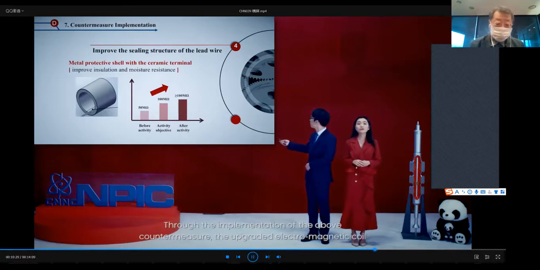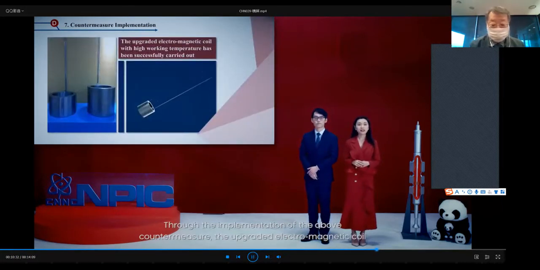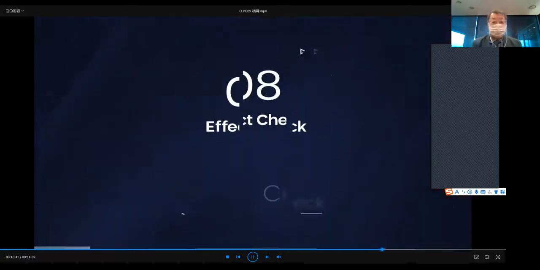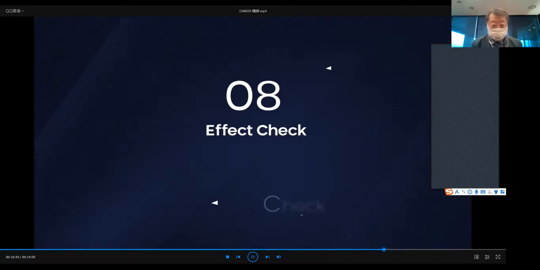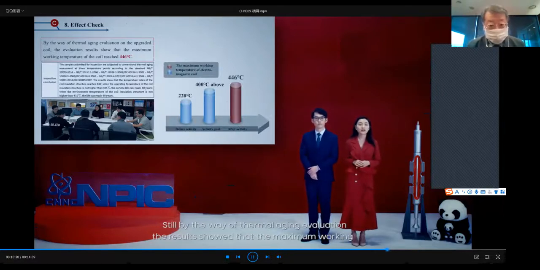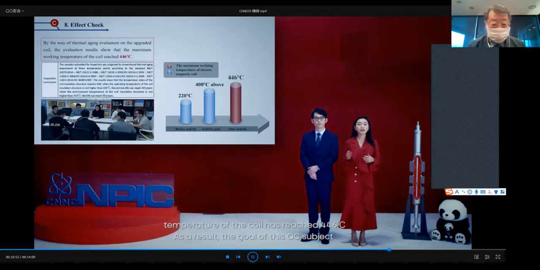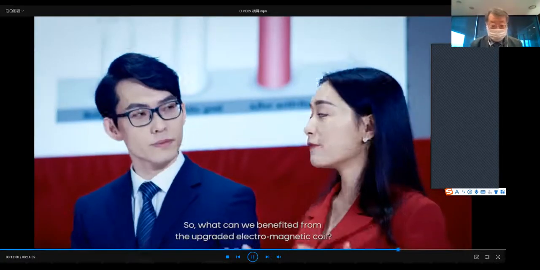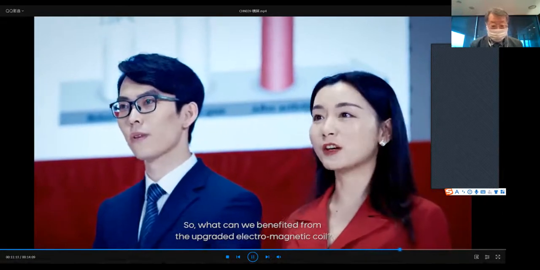Through the implementation of the above countermeasures, the upgraded electromagnetic coil with high working temperature was successfully carried out, as shown in the picture. Still by way of thermal aging evaluation, the results show that the maximum working temperature of the coil has reached 446 degrees centigrade. As a result, the goal of this QC subject has been successfully reached and exceeded the design margin of 10%. So what can we benefit from the upgraded electromagnetic coil?